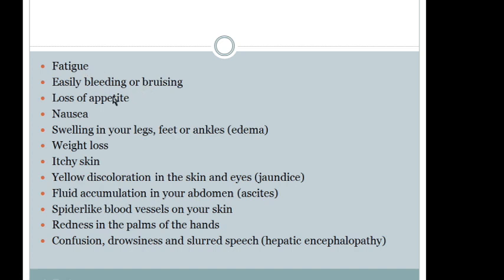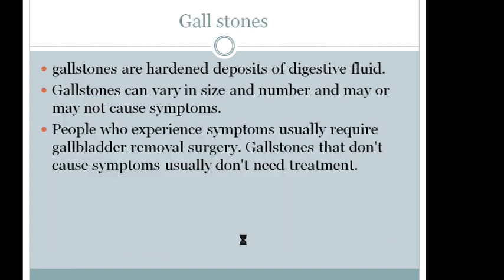Symptoms: fatigue, easy bleeding or bruising because in cirrhosis the liver has vitamin K malabsorption, loss of appetite, nausea, swelling in your legs, feet or ankles, weight loss because most of the metabolism occurs in the liver, itchy skin, yellowish discoloration of the skin and eyes because of jaundice and high bilirubin content, and fluid accumulation in your abdomen, that is called ascites, spider-like blood vessels on your skin, and redness in the palms of hands, confusion, drowsiness, slurred speech. Hepatitis called hepatic encephalopathy.